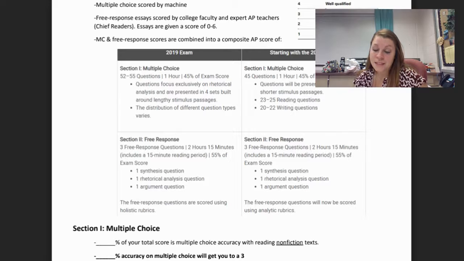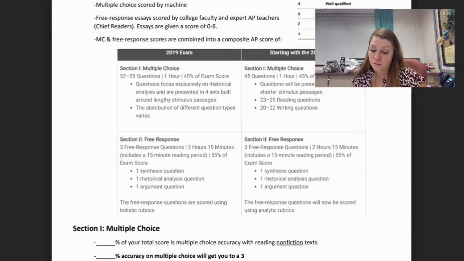Then the second section is the free response question. This is where you are going to be writing your essays. There's 3. You get 2 hours and 15 minutes for this, and it does include a 15-minute reading period. This is 55% of your exam score. You have 1 synthesis question, 1 rhetorical analysis question, and 1 argument question.